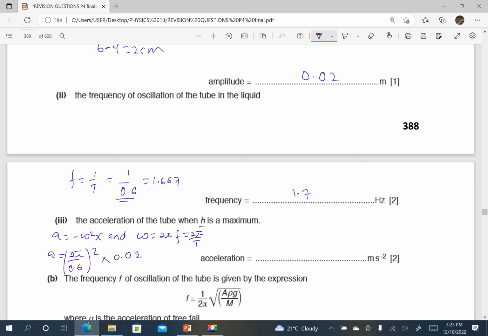That's when, of course, acceleration is directly proportional to displacement. So when h is maximum, the acceleration is also maximum. So I'm finding maximum acceleration. So I'm checking my calculator. This gives me an acceleration of 2.2 meters per second squared.